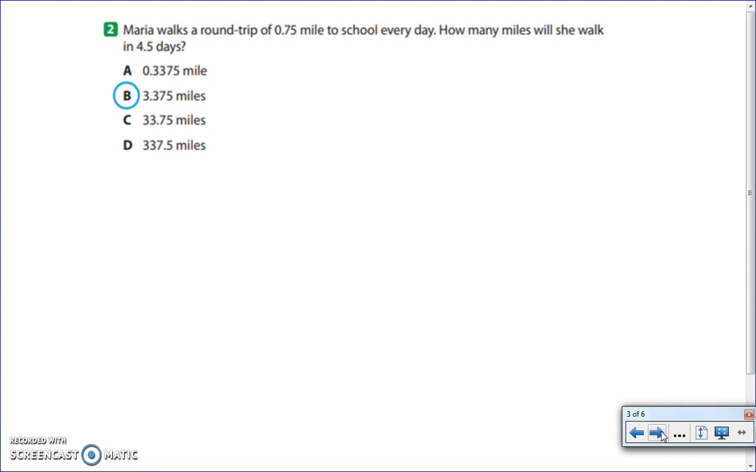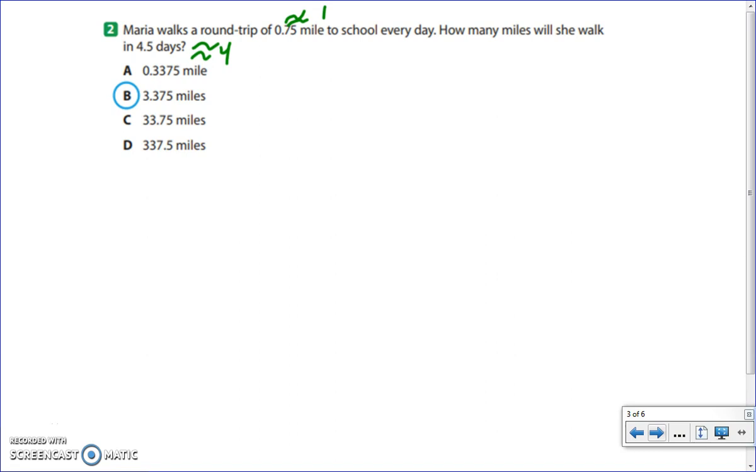Well, when I think of 0.75 or 3/4, I think of quarters, and I know that quarters are easy for me to add up. So if I estimated that this is about 4 days, and I estimated that this is about 1, then I could say, okay, she's probably going to walk about a mile a day. But that's not really accurate because I rounded one down, one up. But it's pretty accurate. I know it's going to be around 4.